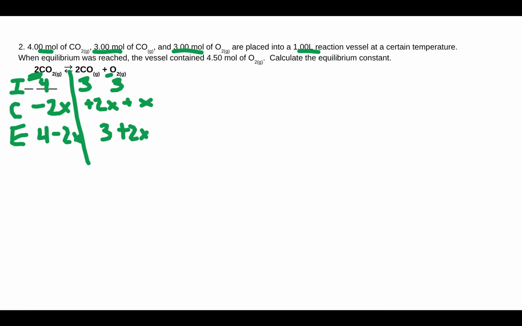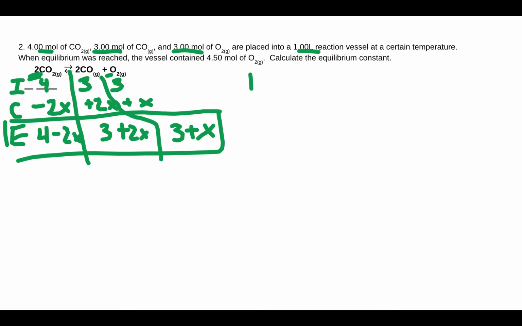Then we can still set up that change by subtracting 2x, so that 2 is coming from the 2 out front, adding 2x, and then just adding x because there's no number in front. Now adding your columns, so you have 4 minus 2x, then we have 3 plus 2x, and then the last one you have 3 plus x. So that is our information at equilibrium.